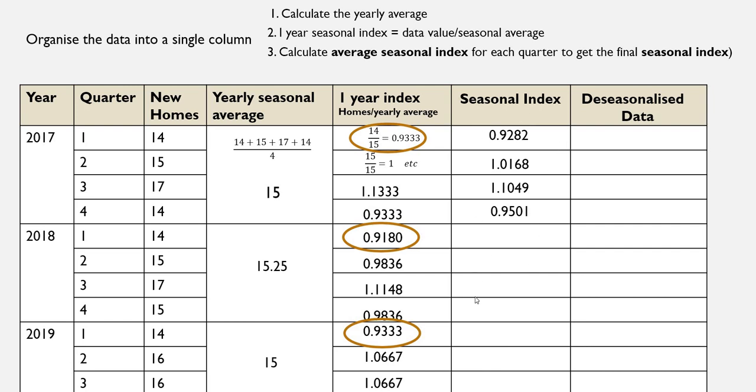These values are going to be the same for each of those years because we've used 3 years of data to calculate those.